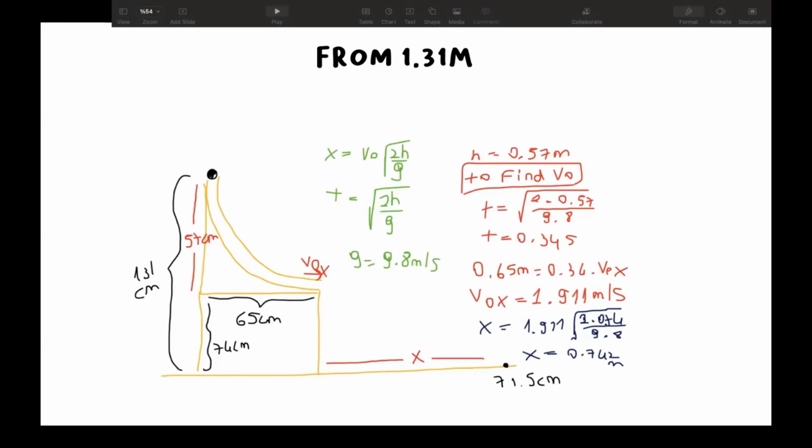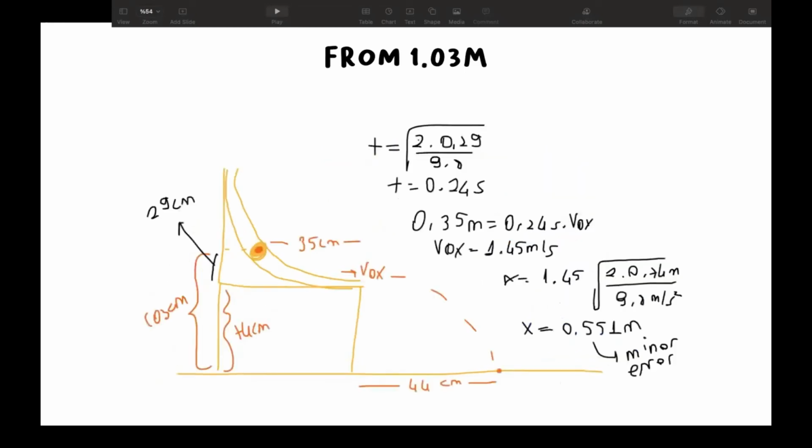Then we find the initial velocity by dividing distance by time, which we found to be 1.91. After all, we can calculate the horizontal distance that the marble traveled after release from the end of the hose, which we found, the theoretical distance, is 0.742 meters.